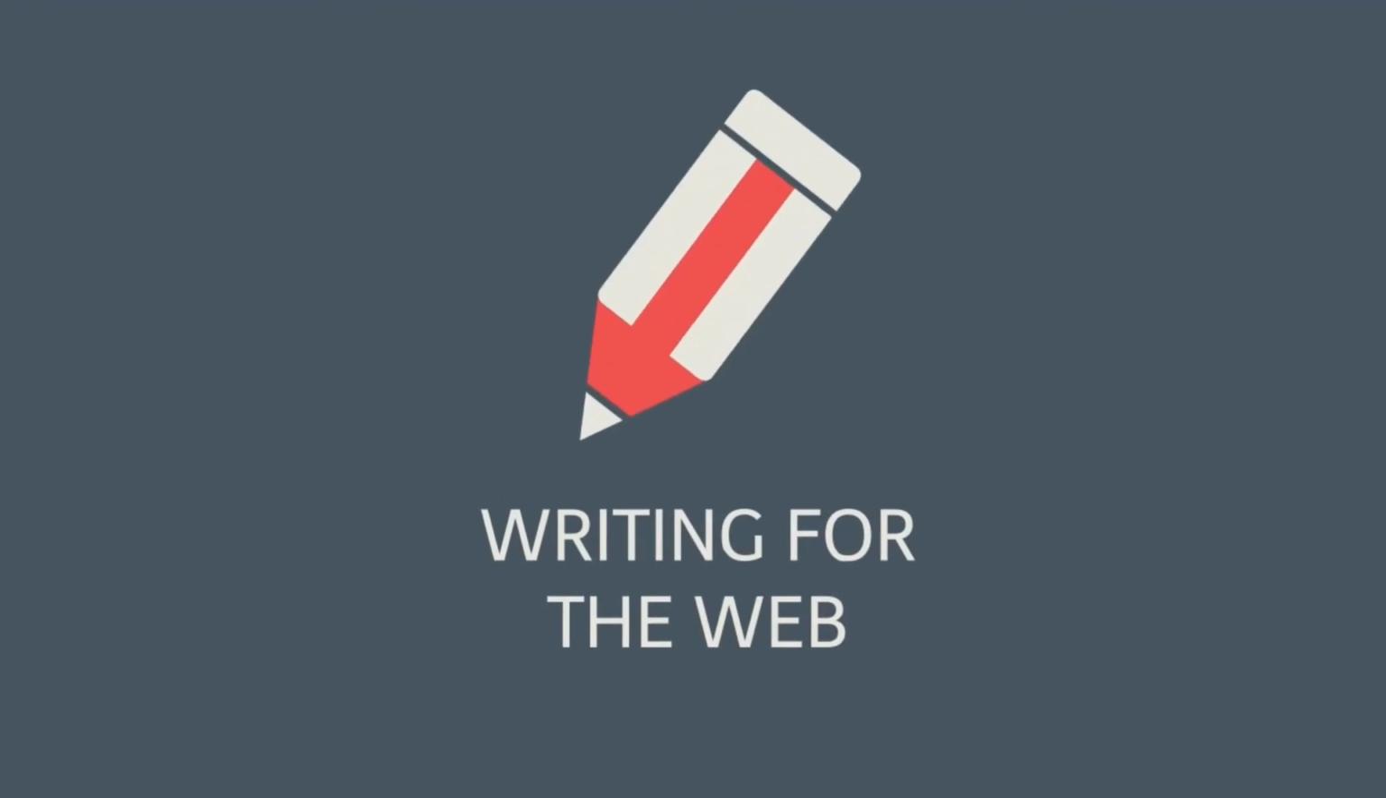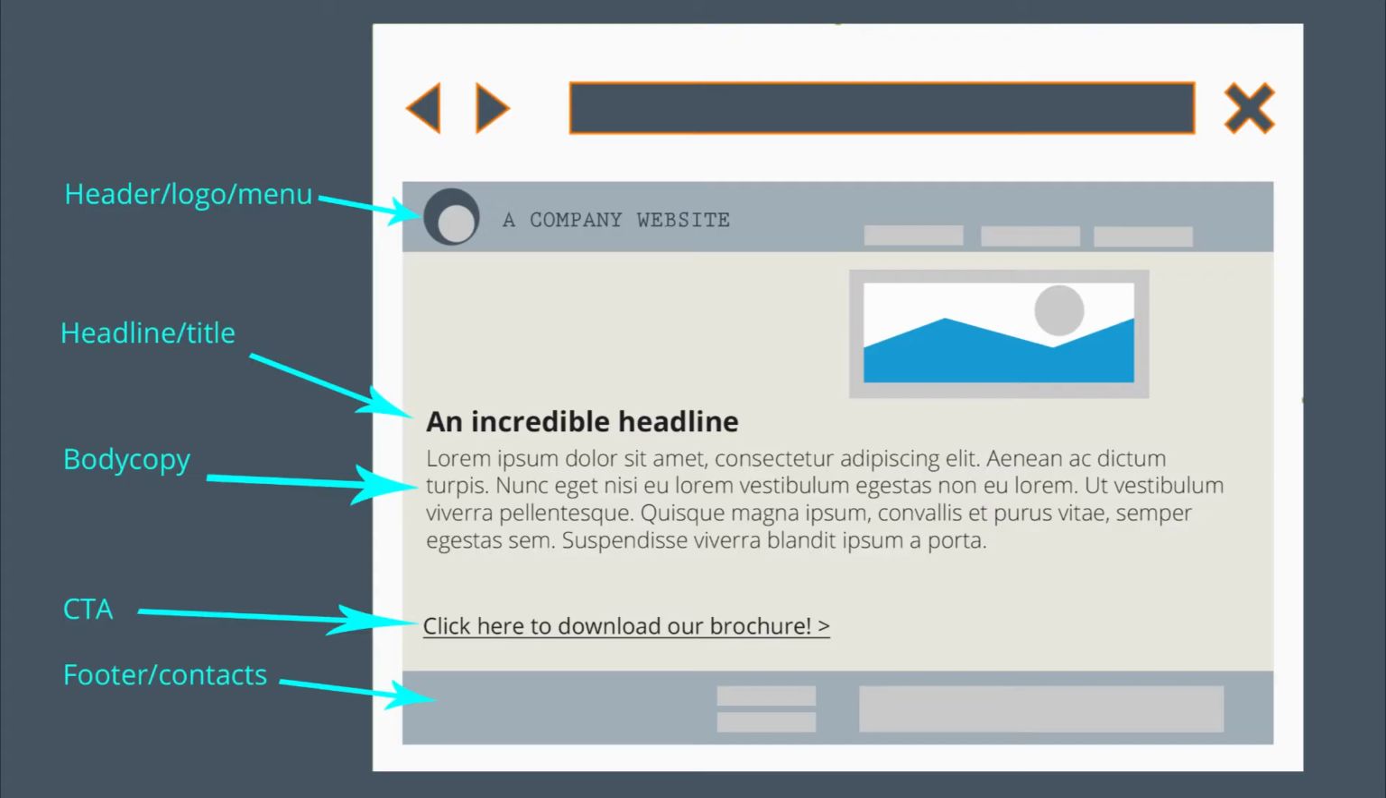So first of all, let's take a look at a web page. As you can see, there's the header, the menu, a pretty picture, and also at the bottom you'll find a footer and contacts, all stuff that you should be familiar with. You'll see our text in the middle, which is divided into the headline, the body copy, and finally at the bottom a CTA, or a call to action, which typically asks the person reading it to do something. Click here, download this, etc.